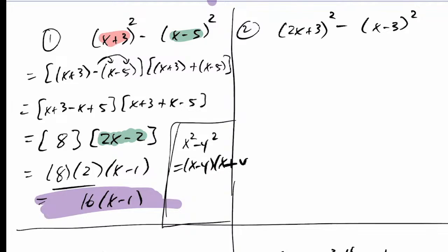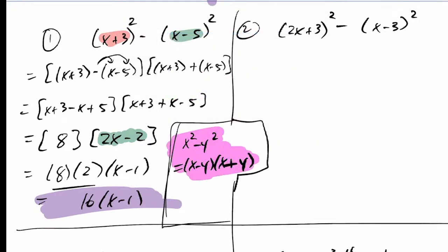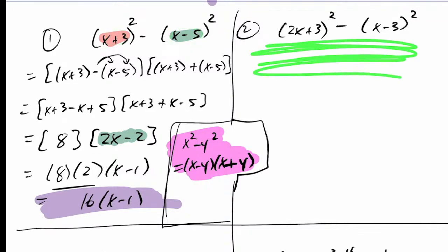right, this form here. Right, I'm using this formula, right, where this is my x and this is my y. Try it with this one, number 2.